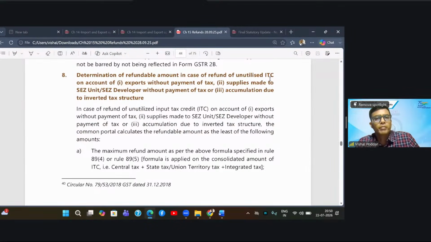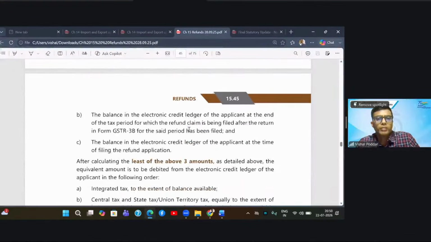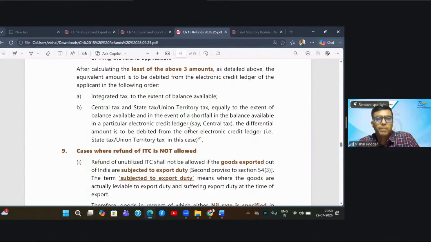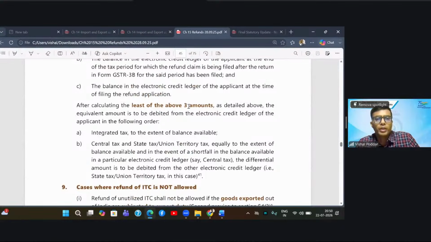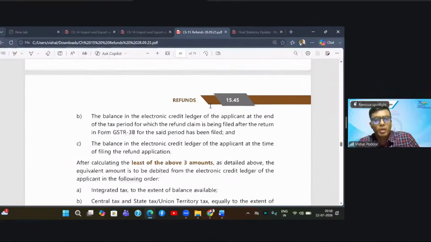So determination of refundable amount in case of refund of unutilized ITC on account of export without payment, supplies to SEZ without payment, and accumulation on account of inverted duty structure. So this is the formula which we have studied earlier. So what is given over here? After calculating, the least of the three amounts will be allowed. What are the three amounts?